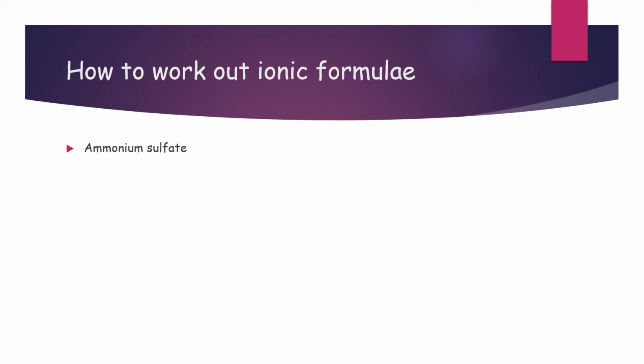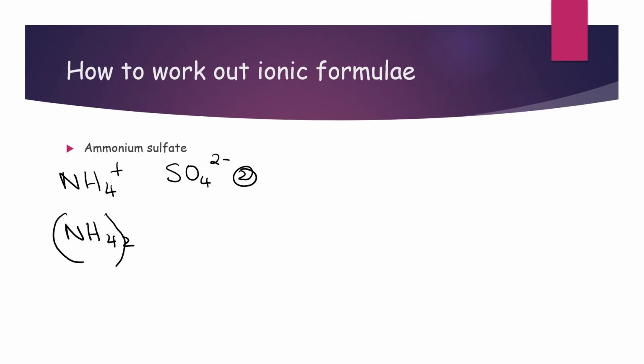Let's try one last one. This time we're looking at ammonium sulfate. So ammonium has a charge of NH4+ and SO4 2− for ammonium sulfate. Common multiple between 1 and 2 is 2. So how many positive 1s do we need to make positive 2? We need 2 of them. Now that's not looking right. 42 hydrogens. I think we need a bracket. How many sulfates do we need to make 2 negative? We only need 1 of them, so it becomes (NH4)2SO4.